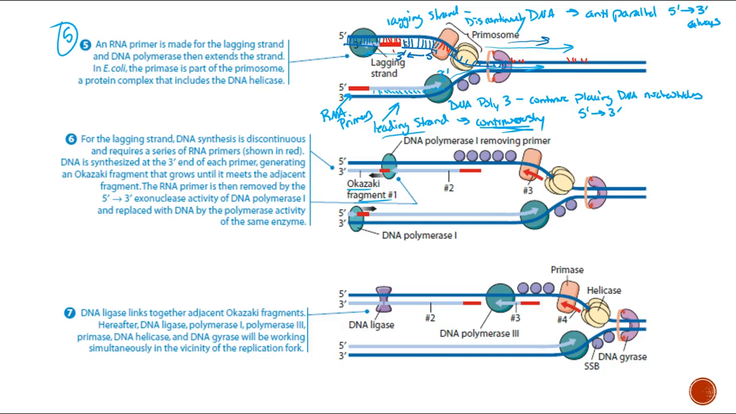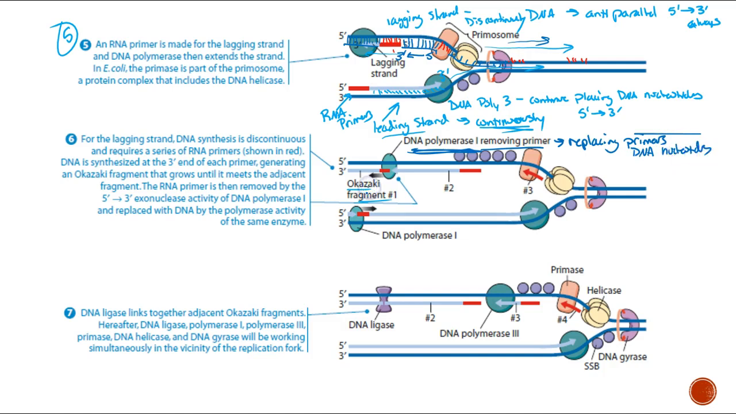Then DNA polymerase 1 is in charge of coming in. Notice that it's still the same color, but it's a slightly different shape, right? DNA polymerase, it's still the same type of enzyme. It still has the same type of job, but the DNA polymerase 1 is in charge of removing the primers and replacing the primers with DNA nucleotides.